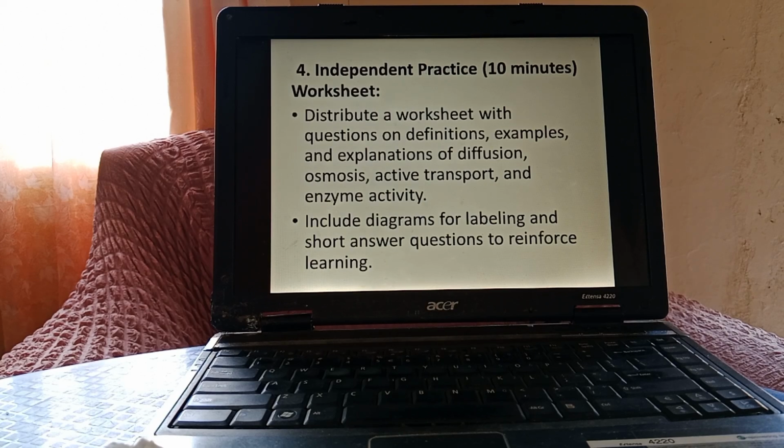Independent practice takes 10 minutes. You give them a worksheet. Distribute a worksheet with questions on definitions, examples, and explanation of diffusion, osmosis, active transport, and enzyme activity. Include diagrams for labeling and short answer questions to reinforce learning.